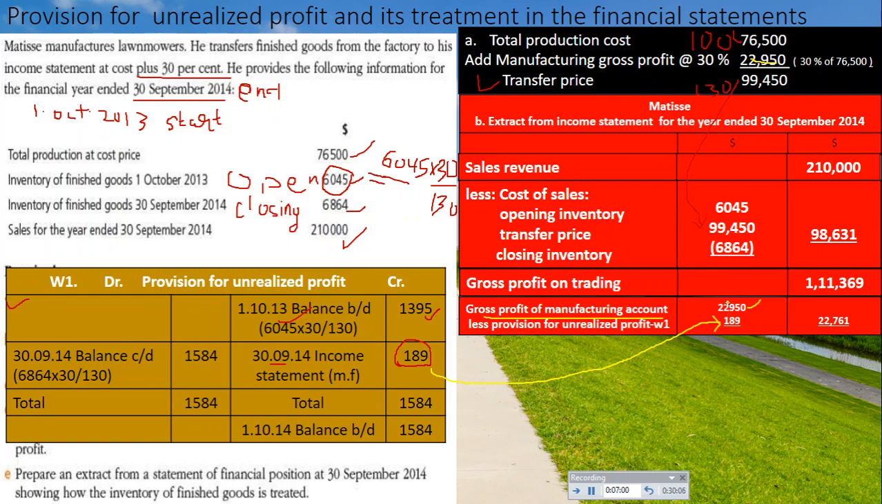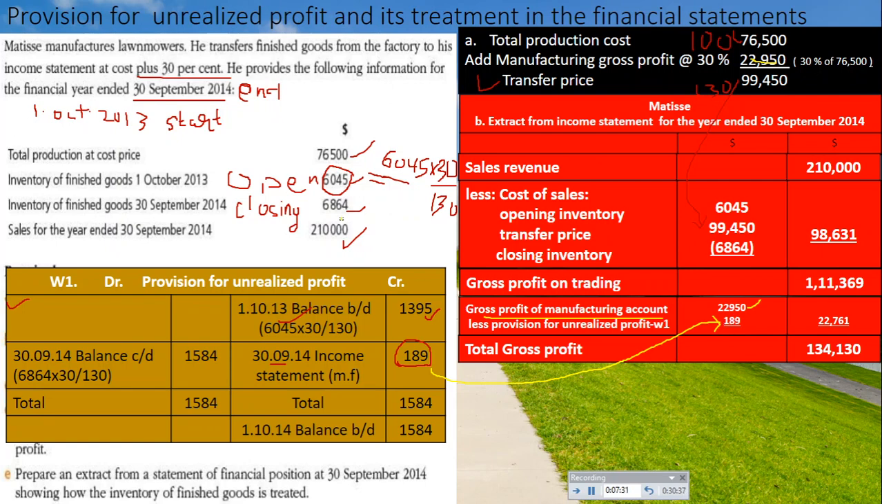So when you deduct this two, you get your net figure as 22761 as the net gross profit of your manufacturing account. So when you add this and this, you get a total gross profit as 134130. So I hope you guys understood how to make provision for unrealized profit. This is how we make it, and then this figure has to be adjusted out here. The credit side figure, that's treated as expenses, so you deduct it out here.